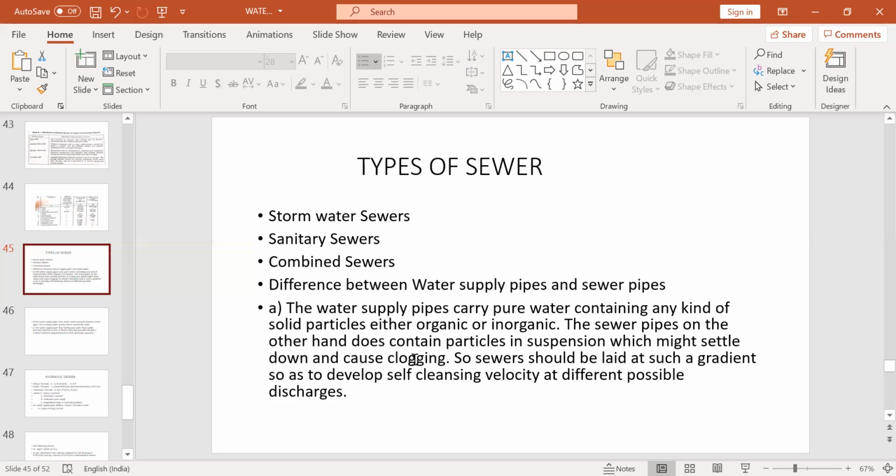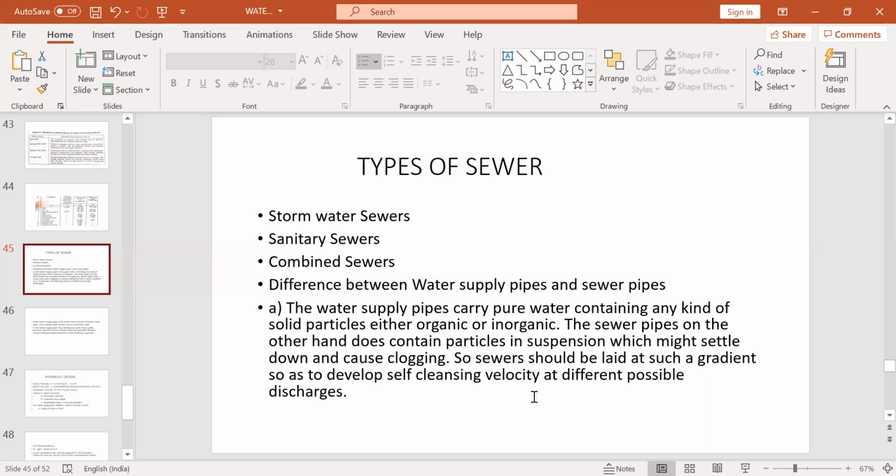But sewer pipes, on the other hand, do contain particles in suspension, which might settle down and cause clogging. Okay, so what happens is the sewage is not just a liquid. It will contain solid particles, grit, urine, stool, and other waste particles. For some time the solid particles will be in suspension, and after a particular time, if it is allowed to stagnate, it will settle down. When the solid particles settle down in the sewer pipe, it will clog the pipe. It will cause obstruction to the flow.